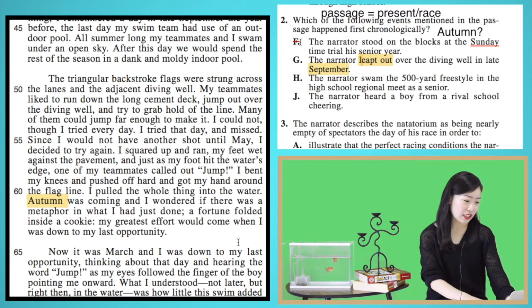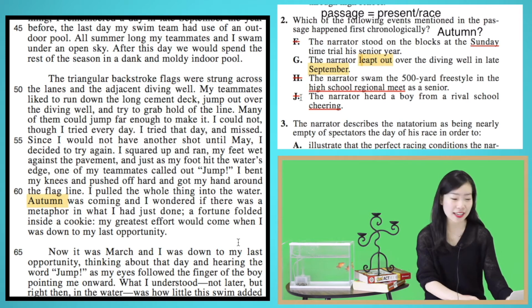H, this is from yesterday. It's mentioned in the first paragraph that he missed the cut. And we know for sure that H happened after G because it was yesterday. So let's cross out H. J, this is also from today, just like F. So J is also not it. Let's cross out J, and we have G as our correct answer.